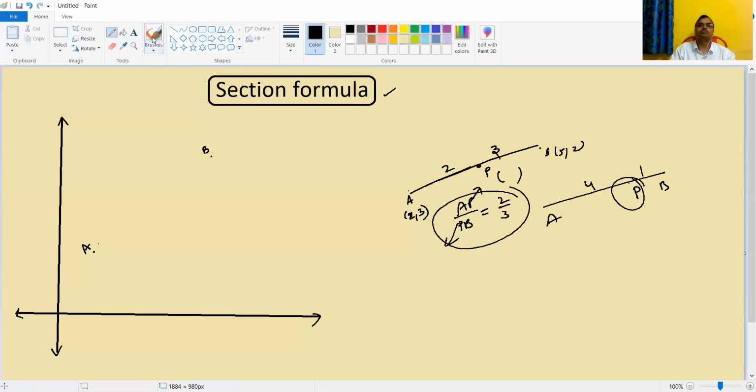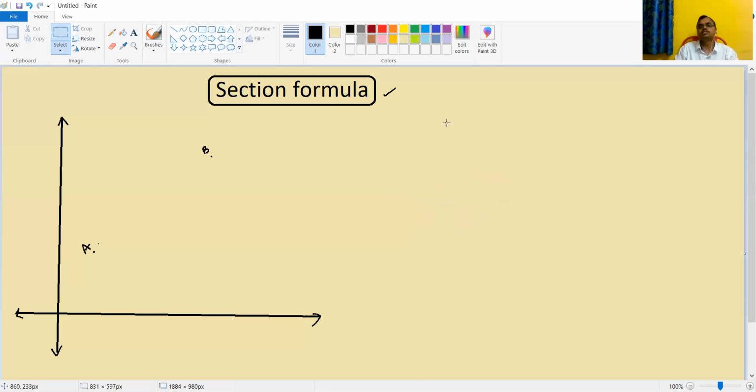So in this formula, if A is (x1, y1) and B is (x2, y2).